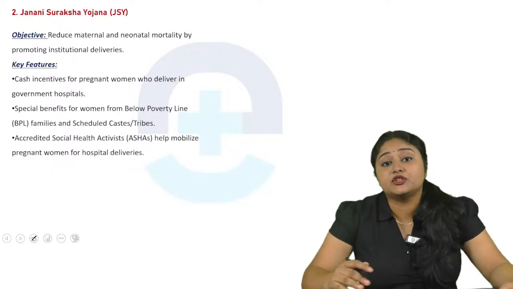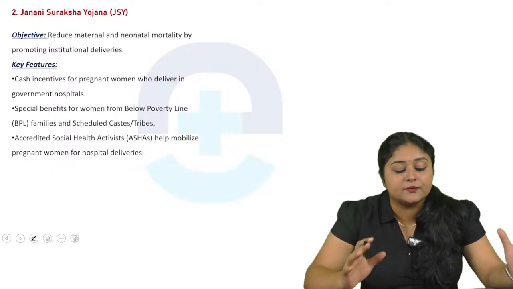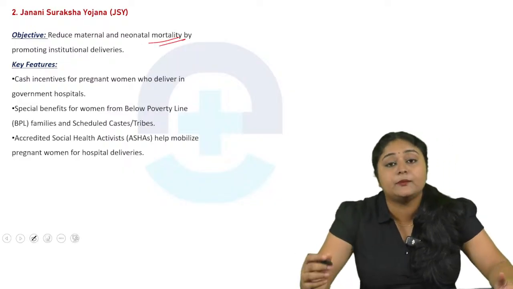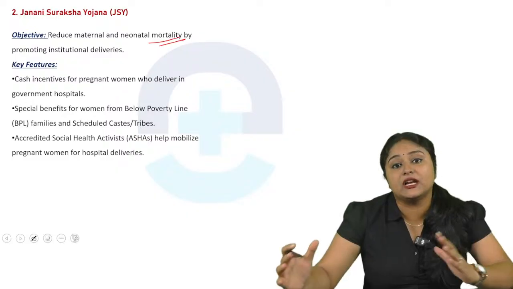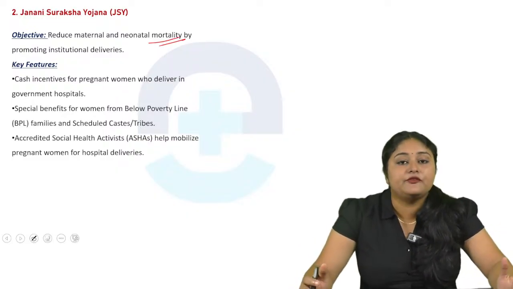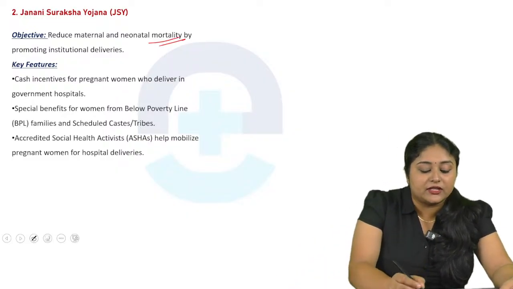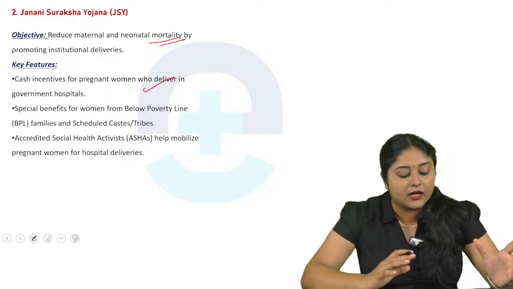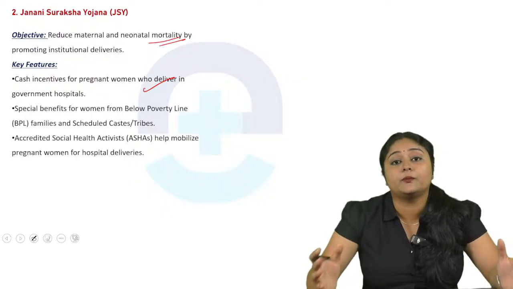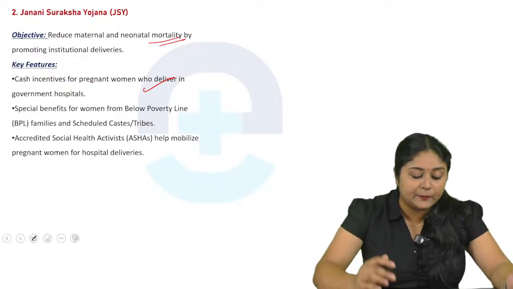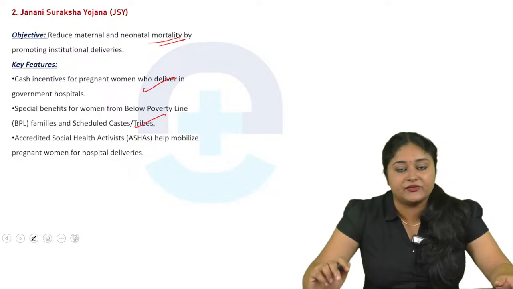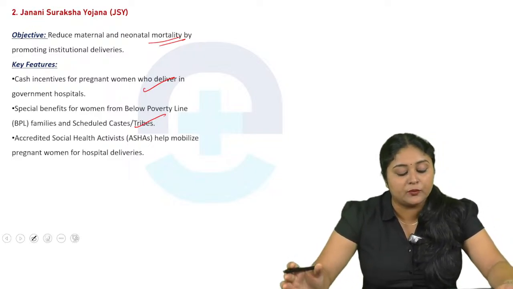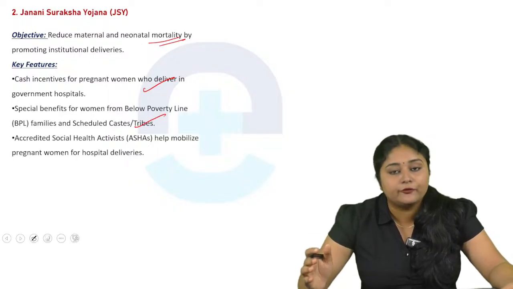Now come to the Janani Suraksha Yojana. Under this, it's mainly focusing on reducing maternal and neonatal mortality by promoting institutional deliveries. What are the key features? Cash incentives for pregnant women who deliver in government hospitals. Next, special benefits for women who are below the poverty line, BPL families, and scheduled caste or tribes. And accredited social health activists, or ASHAs, help mobilize pregnant women for hospital deliveries.